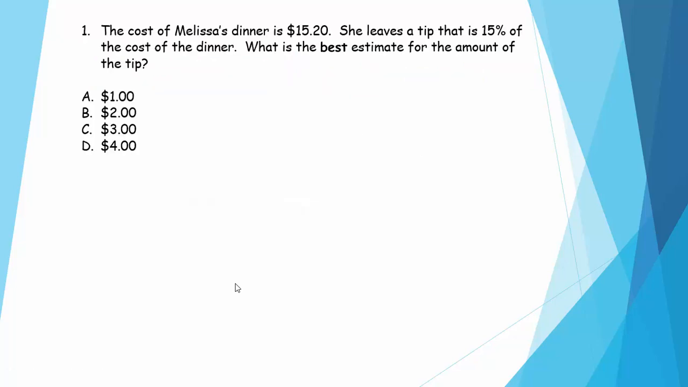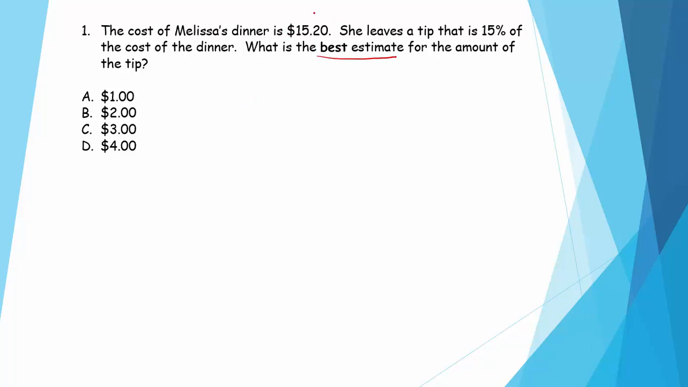It says the cost of Melissa's dinner is $15.20. She leaves a tip that's 15% of the cost of the dinner. What's the best estimate for the amount of tip? Because it says best estimate, in my mind, I immediately think this is probably a problem where you will not be given a calculator on the state test. This is probably a book one problem. They want the best estimate.